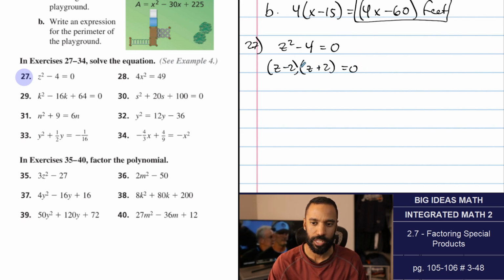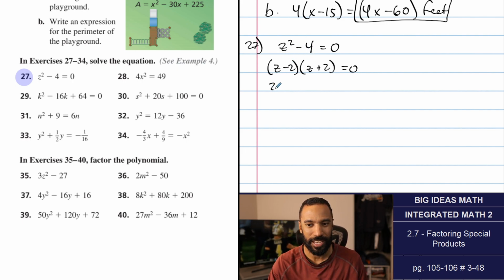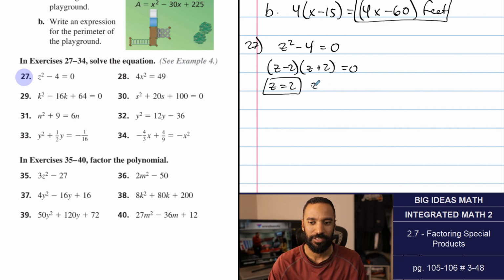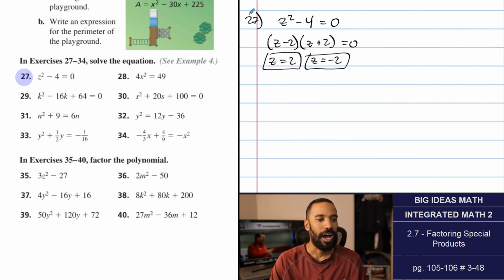There are 2 solutions to this quadratic, as most of them have. However, perfect square, I just lied. Perfect square trinomials will only have one solution. Difference of 2 squares has 2 solutions. If z minus 2 equals 0, then z equals 2. If z plus 2 equals 0, z equals negative 2. You're going to see opposite sign effects on these problems. That's kind of how part of the special case thing works on these. And that's number 27.